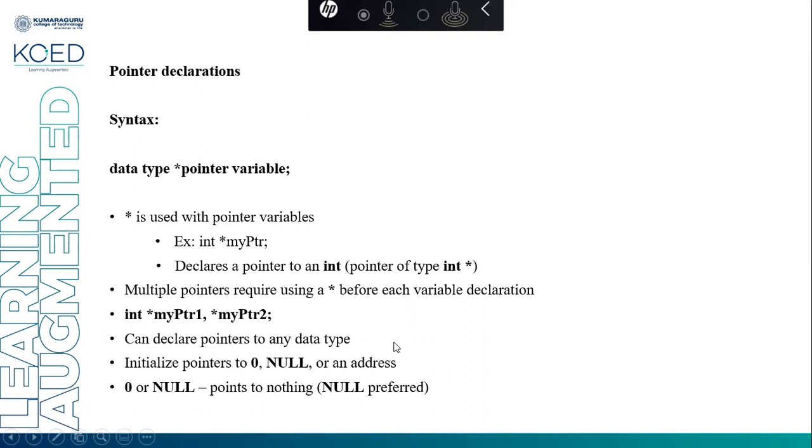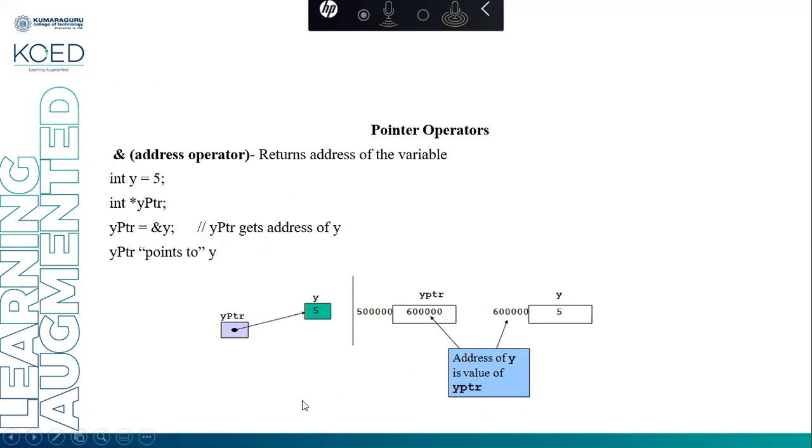Initialization: like initializing other variables, where for a float variable we initialize a float value, for a character variable a character value, and for an integer variable an integer value, likewise we are able to give 0, NULL, or the address of another variable of the same data type as the pointer variable for initialization. 0 or NULL points to nothing. Okay, here is an example.